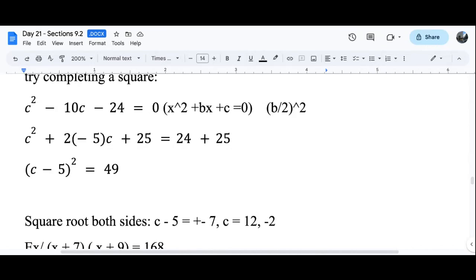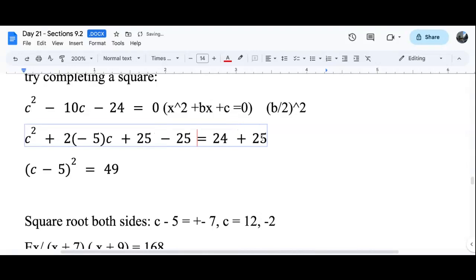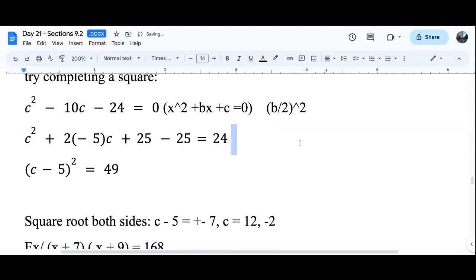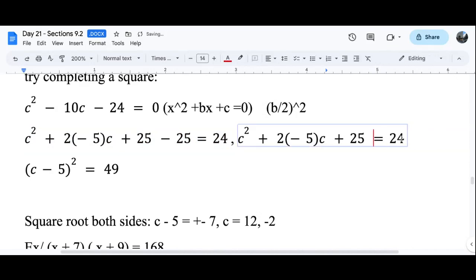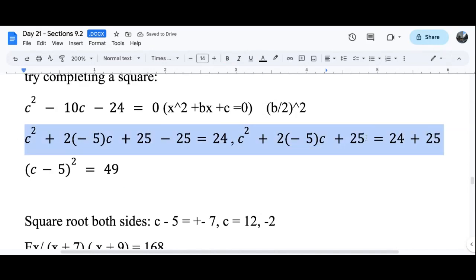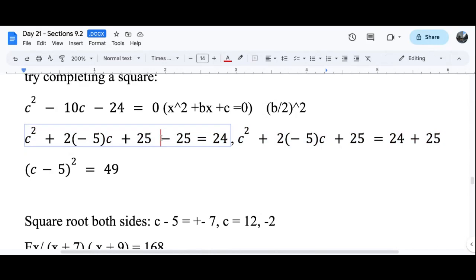All right, let me explain this. Okay, so if I subtract 25 here, that's exactly the same as, I'm going to write both of them, okay? See, these two equations, exactly the same. The first one, I just subtract 25 on the left-hand side. The second one, I add 25 on the right-hand side. They're exactly the same, okay?